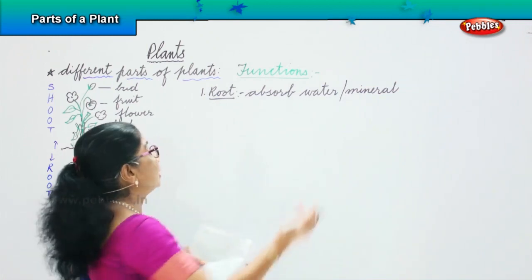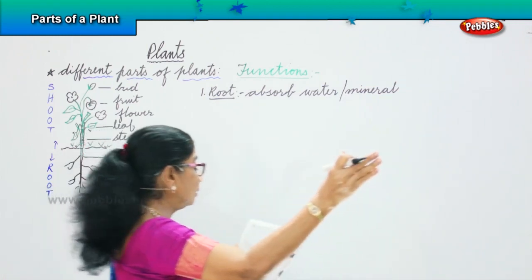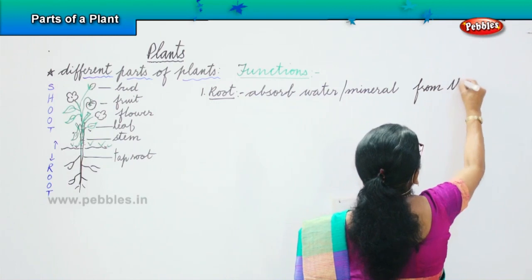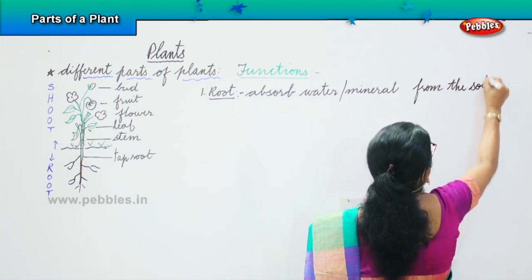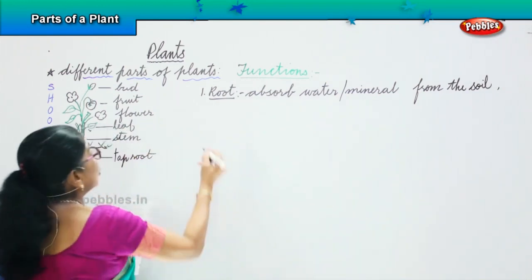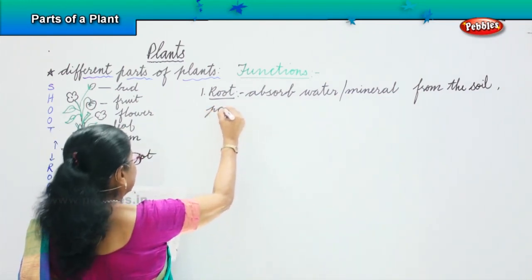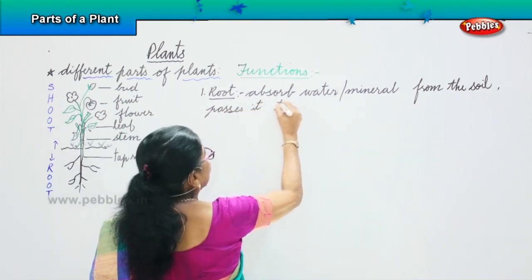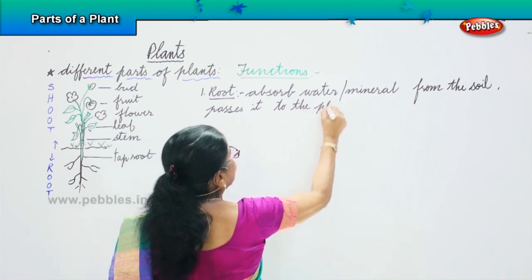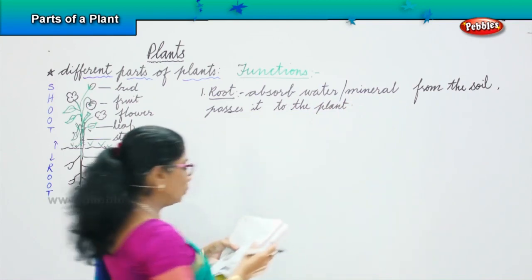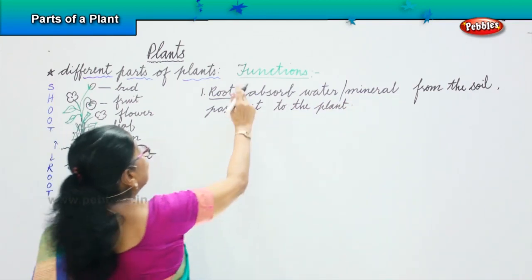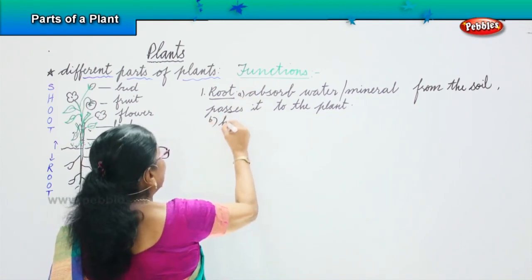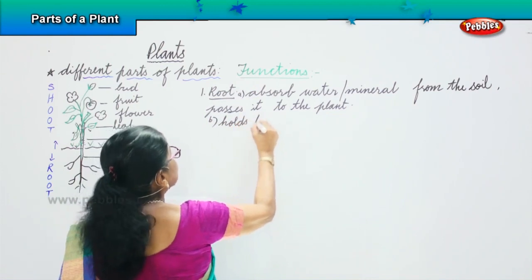It will absorb water and mineral salts from the soil. First it will absorb and then pass it on to the plant. That is the main function of the root. Next, that is 1A. B, what does it do? It holds the plant.